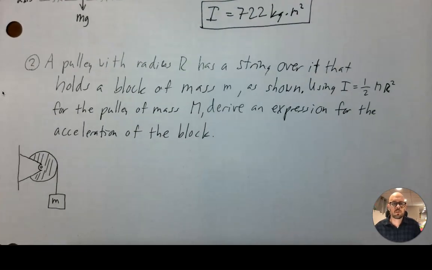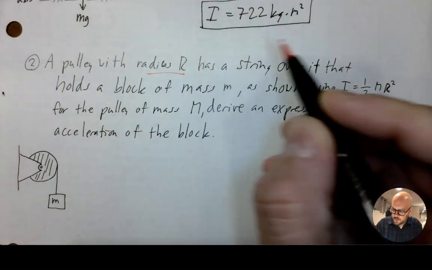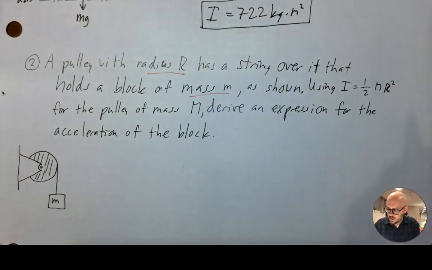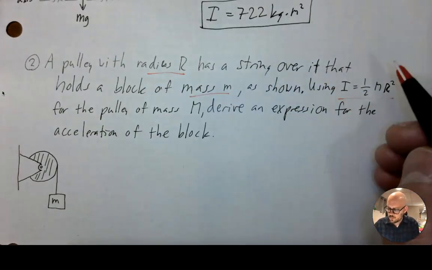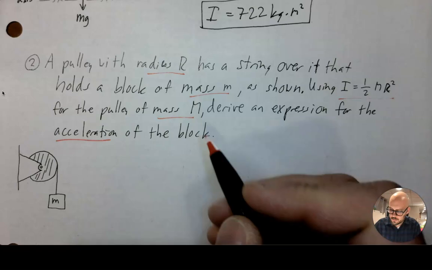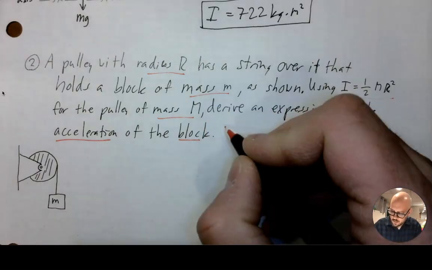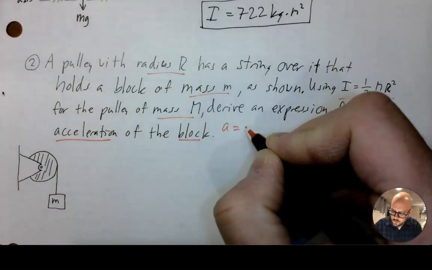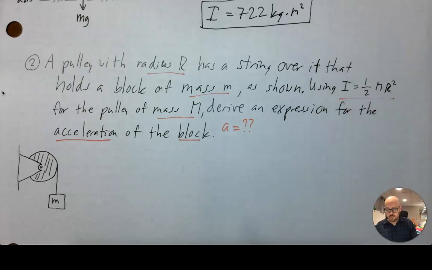Here we go. A pulley of radius r has a string over it that holds a block of mass little m, as shown, using I equals 1/2 Mr squared for a pulley of mass M. Derive an expression for the acceleration of the block. Pretty important to note that we're talking about the acceleration of the block, so we are looking for an expression for the linear acceleration of that block.